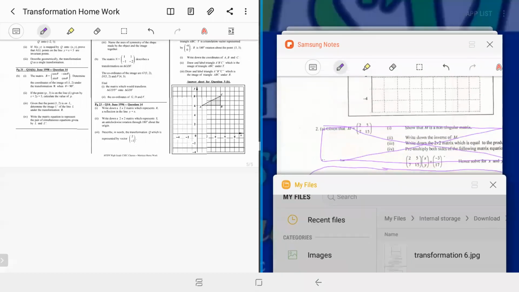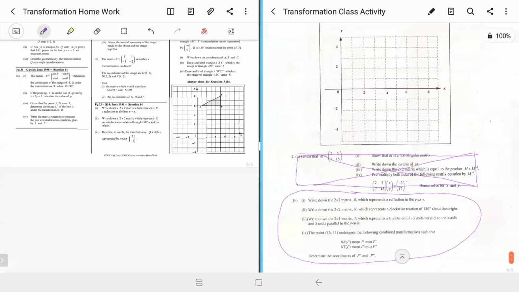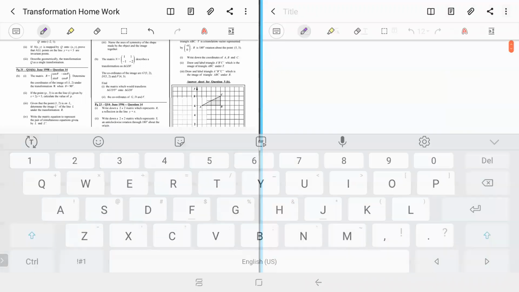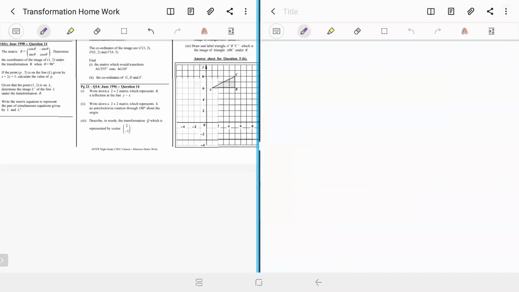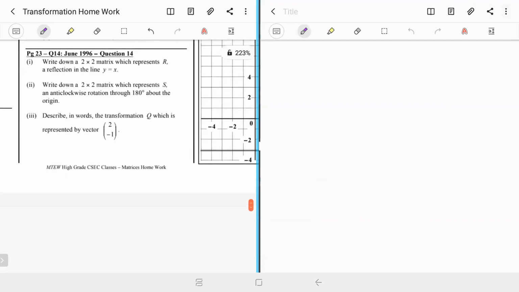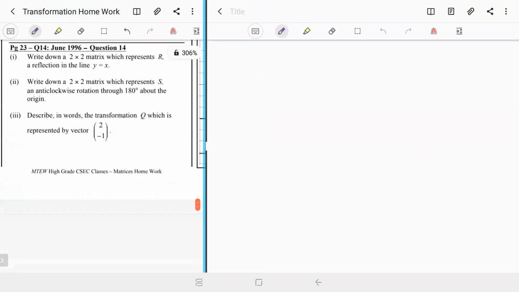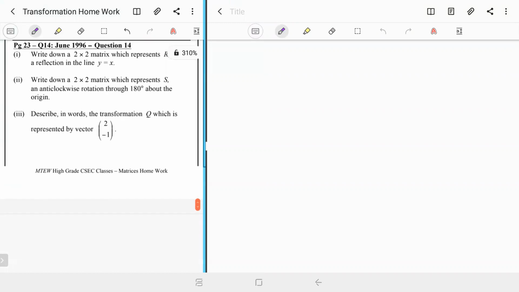We don't have to do this one because that question is also on the page. Let's start putting all this knowledge together now and show you everything that I've taught you, including the must-know sheet. Let's look at this question. That's a past paper question. First part says: write down a 2 by 2 matrix which represents R, a reflection in y equals x.